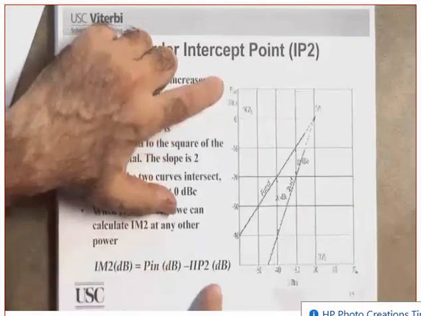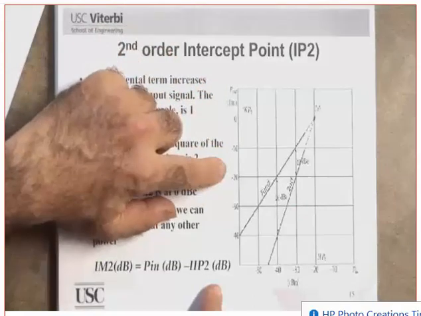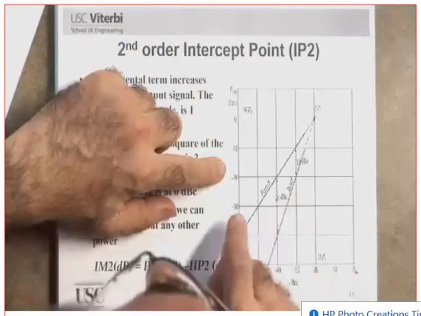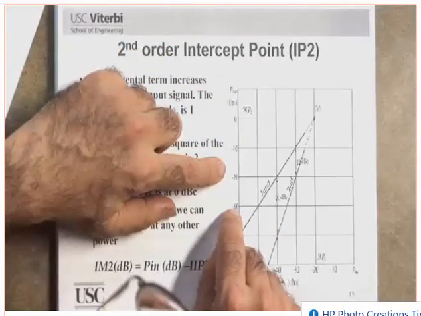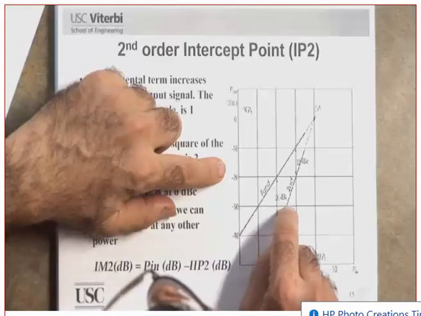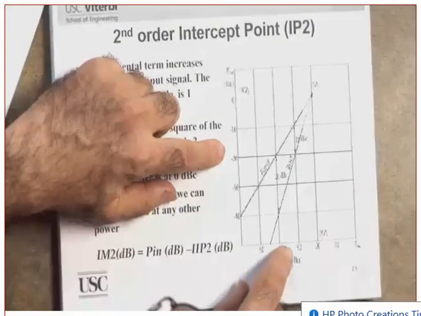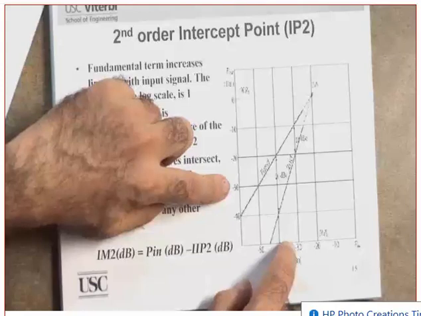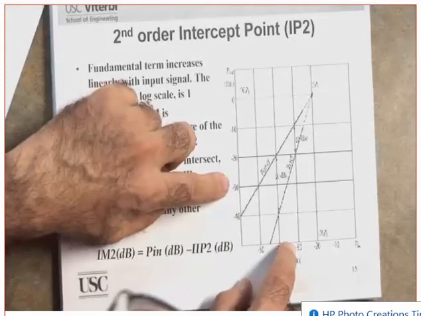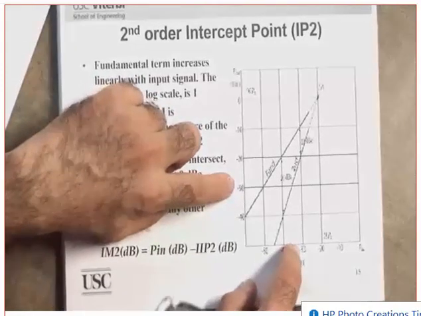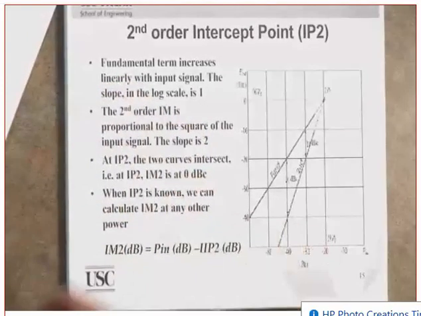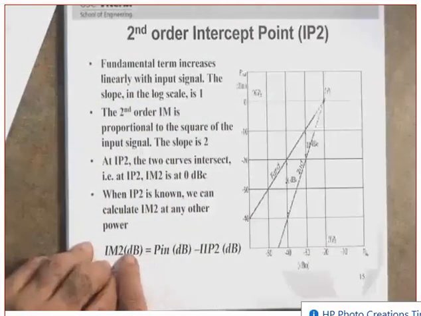What am I measuring here? In here. What is it? Power. So when you read from this, in other words, can you tell me what is minus 30? This minus 30 as far as this is concerned. It means at what? When the input power is this, the second order intermodulation power is how much? Minus 30 dBm. Yes?